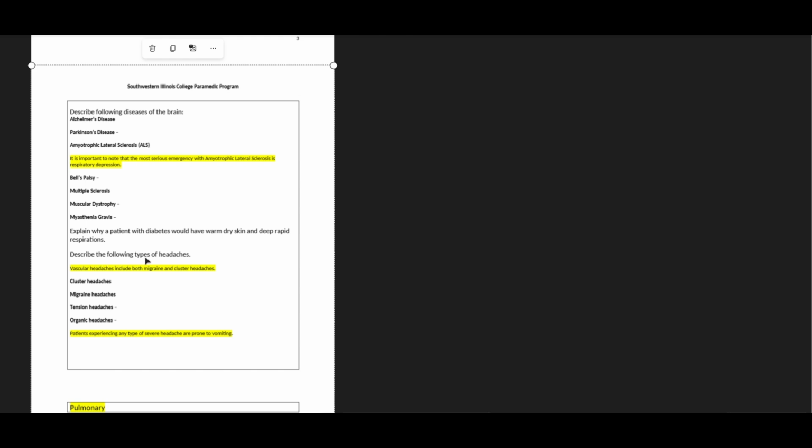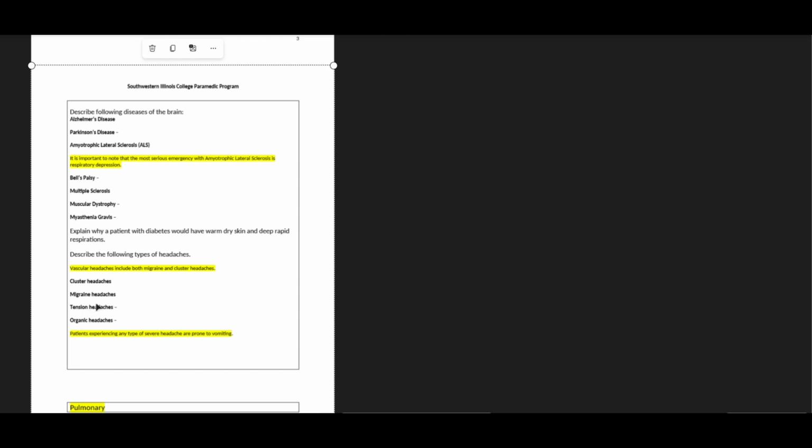Describe the following types of headaches. Cluster headaches. These are more common in men, and they're a series of small, intense headaches lasting from a few minutes to an hour or so, and they're usually on one side of the head. Migraine headaches, these are more common in women, and these are very long, prolonged headaches that can be very intense, and they're usually on one side of the head as well.